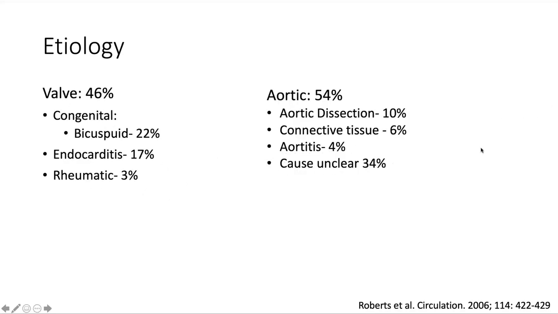And then just looking at a bit of the epidemiology for this, in terms of the breakdown, relatively even, but aortic causes just being slightly more common at 54%. And again, as alluded to, the bicuspid valve being your culprit, that if there's congenital abnormality in the configuration, endocarditis, that's 17%, rheumatic 3%. And aortic causes, aortic dissection, 10%, which isn't insignificant. Connective tissue diseases, the aortitis that I mentioned, but sometimes there's not really a clear cause for the aortic or aortic root dilatation at 34%, which I thought was pretty surprising.